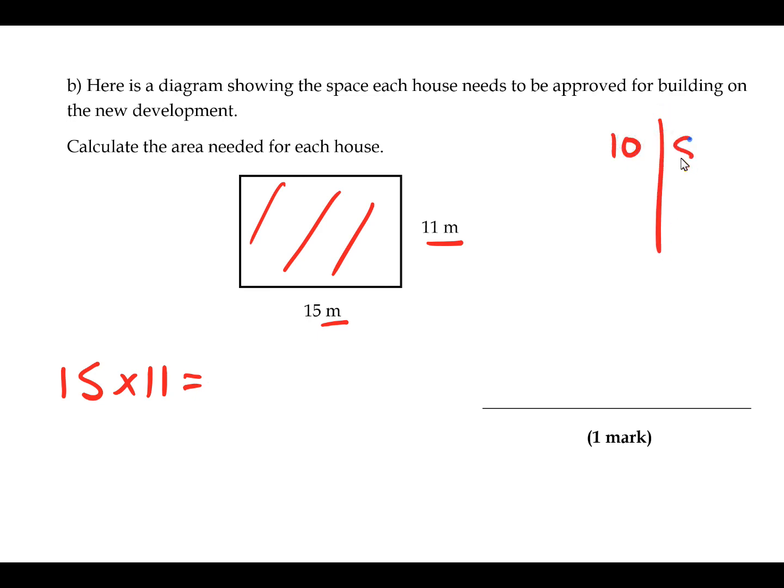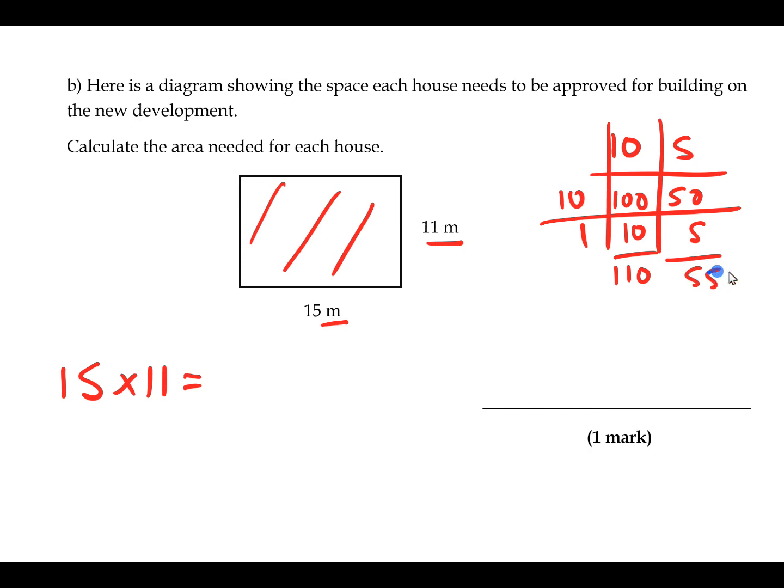So I've got 15 times 11. 10 tens are 100, 10 fives are 50, 10 ones are 10, and 1 five is 5. And I get 165 meters squared as my answer.